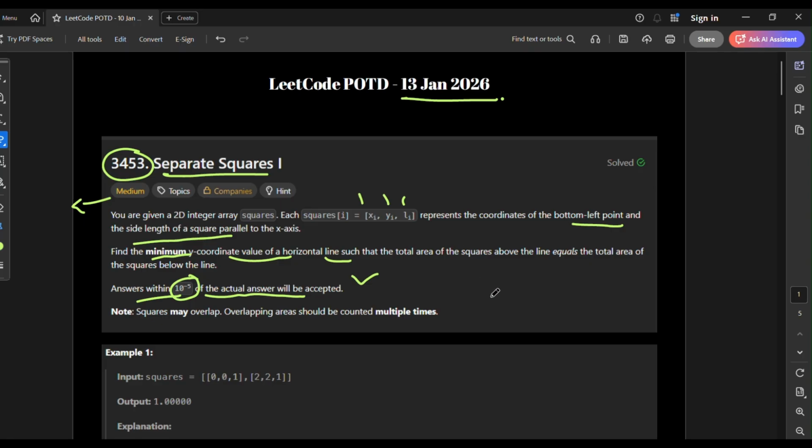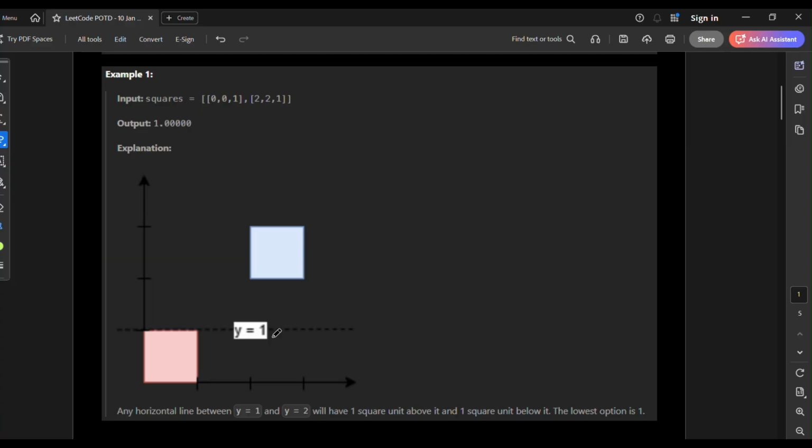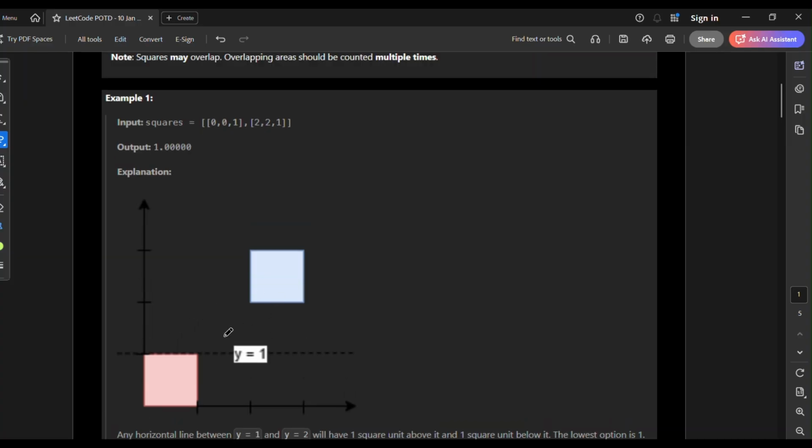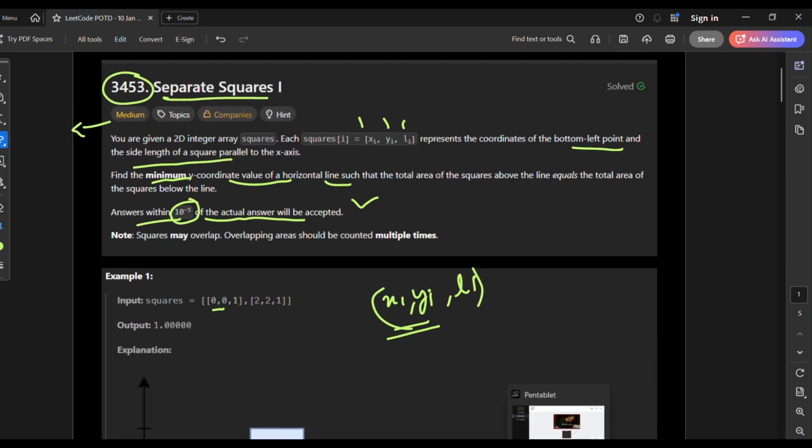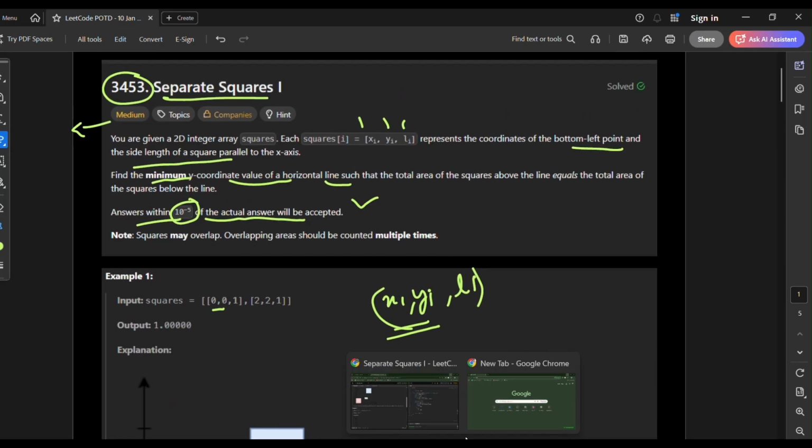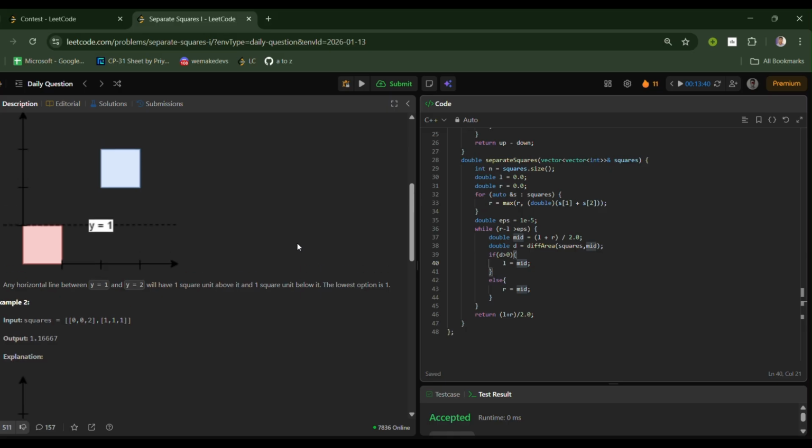Now I'm giving a very simple example here. As we can see, we have two squares. We are given xi, yi, and li. I will show you the constraints also, and then you will see what this actually means.